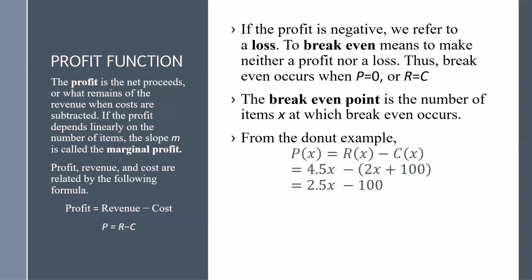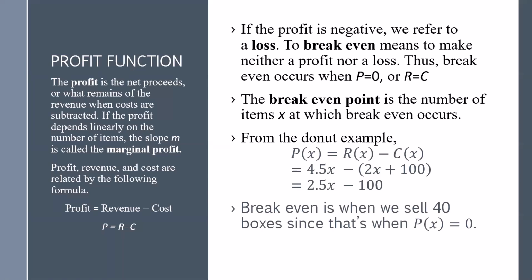Looking at our donut example, our profit is equal to our revenue, 4.5x, minus our costs, 2x plus 100. Simplifying, we get 2.5x minus 100. We break even when profit is equal to 0, and if we solve P of x equals 0, we get x equals 40.